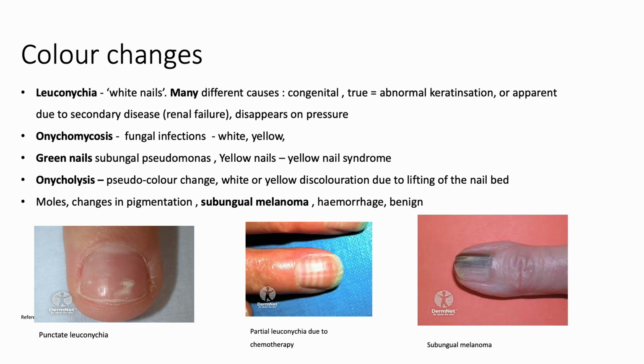This is the most common form of colour change in the nails, although it is a non-specific finding and has many different causes. It is either true leukonychia due to abnormal keratinization, or apparent leukonychia due to another disease. Apparent leukonychia disappears when pressure is applied to the nail. True leukonychia can be a result of trauma, chemotherapy, low calcium, low zinc, or heavy metal poisoning, all problems where the keratin is disrupted. Partial leukonychia can be punctate, which is the most common form, longitudinal or striate, as shown in the images.